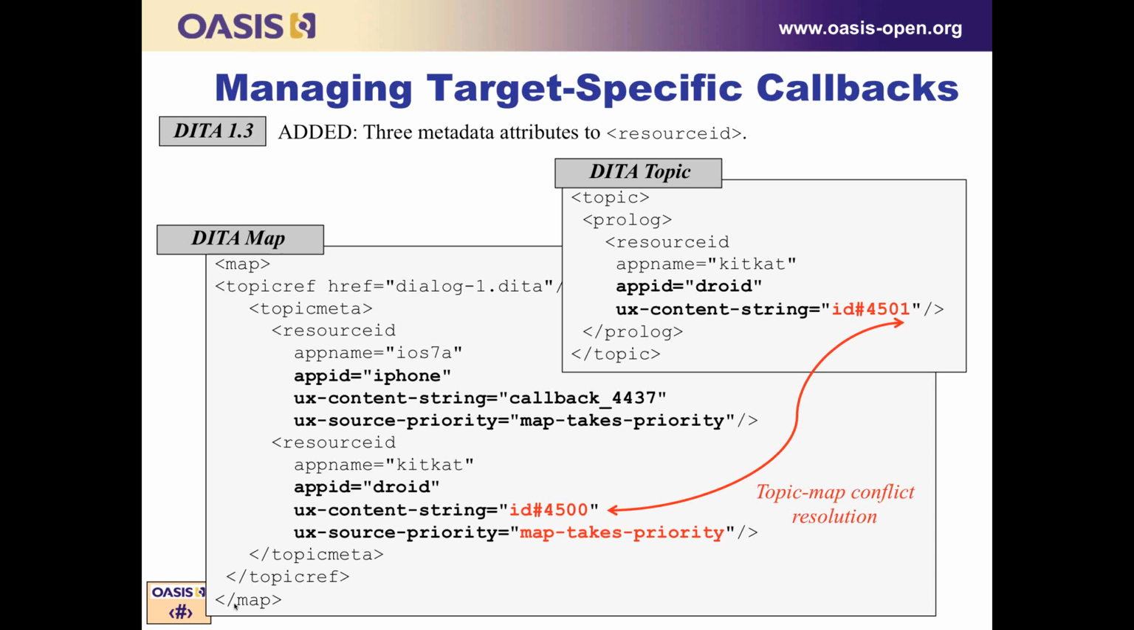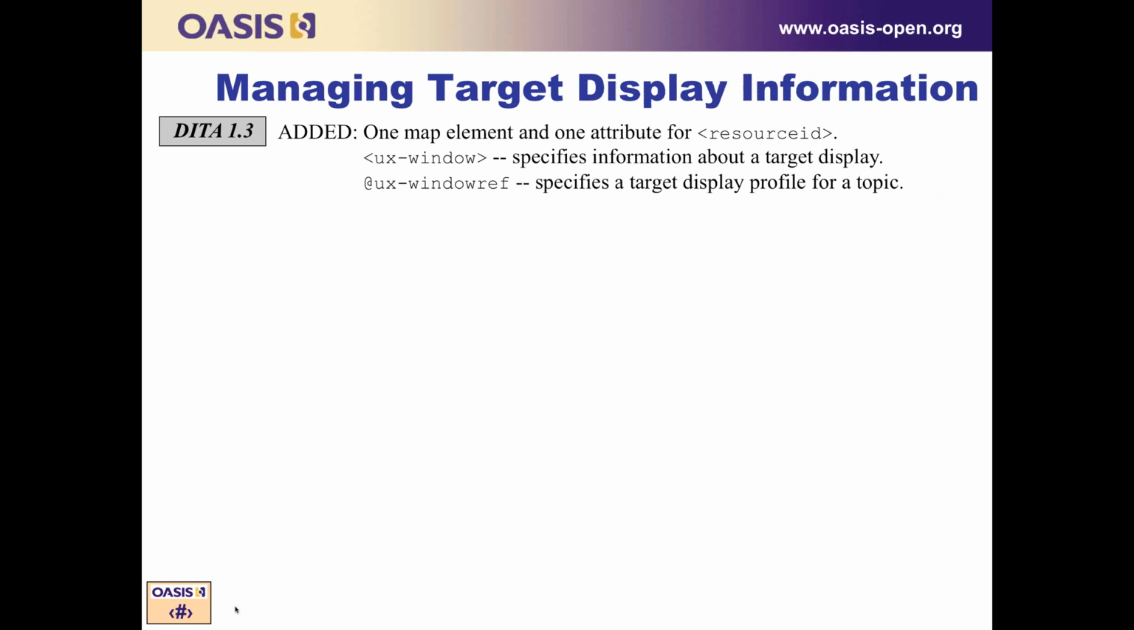And in this example, you see we have uxsourcepriority in the map set to map takes priority. So that means the callback value ID #4500 that we see defined in the map gets precedence over the value ID #4501 defined in the topic. So it puts conflict resolution logic into this. What's important about this is that you're able to route different parts of a map out to different outputs, like HTML viewports and things.